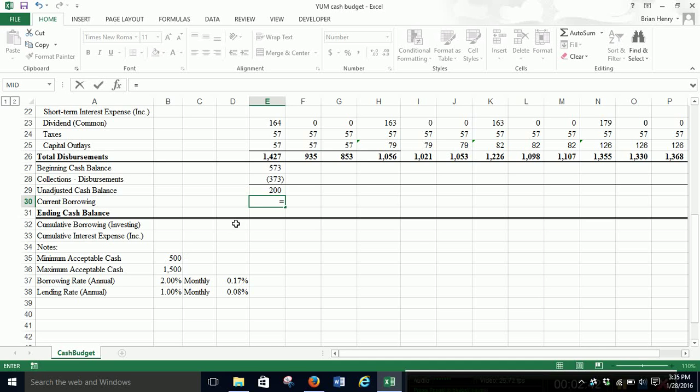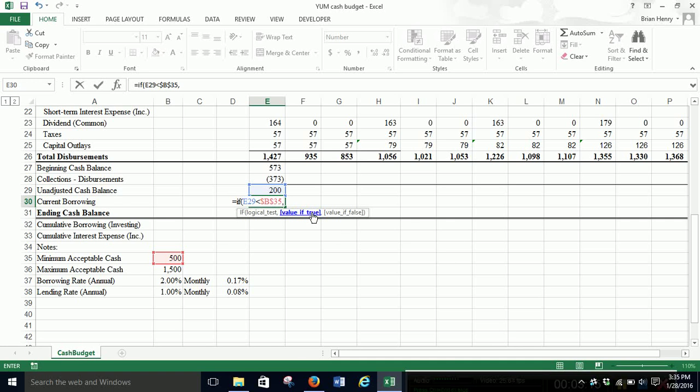So actually it'll not just be in between, it includes 500 and 1,500. But I can write nested ifs where we have three possible logical outcomes. So equals if our unadjusted cash balance is below our minimum acceptable cash, and I'm going to lock that because our minimum acceptable cash won't change, but as we drag this over, our unadjusted cash balance will change. So if that is true, someone is going to ask, what do I do if that's true?